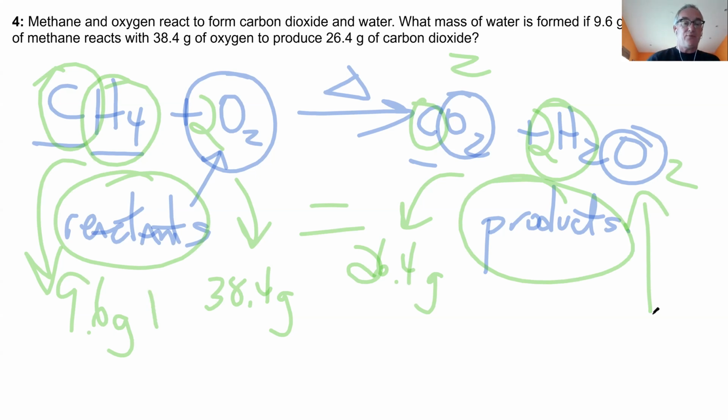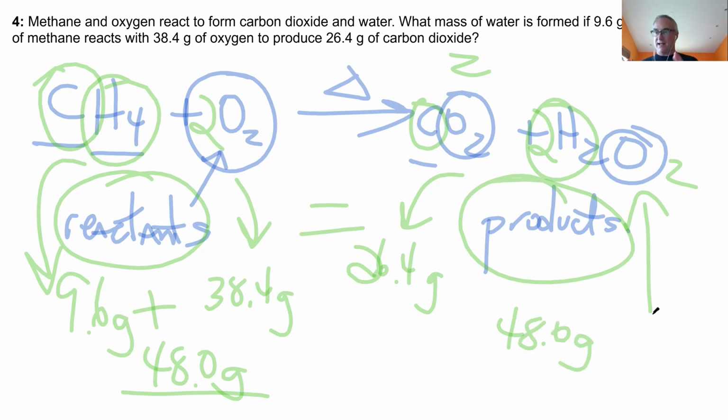So if we just add 9.6 plus 38.4, what's the mass of the reactants? That is 48.0. So our total mass of reactants is 48.0. That tells us that the total mass of the products has to be 48.0 also. It has to be exactly the same. So if 26.4 grams of my product is CO2, the rest has to be water. So what's the mass of water? 21.6. 21.6.